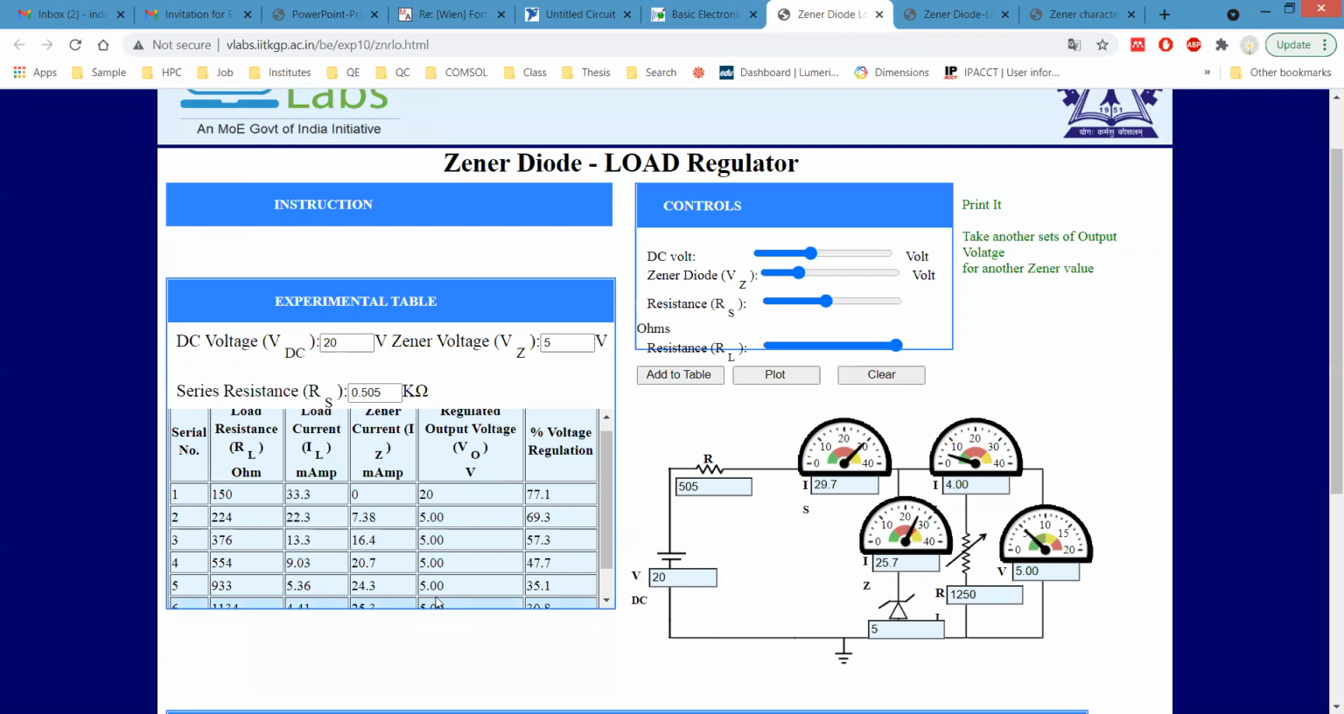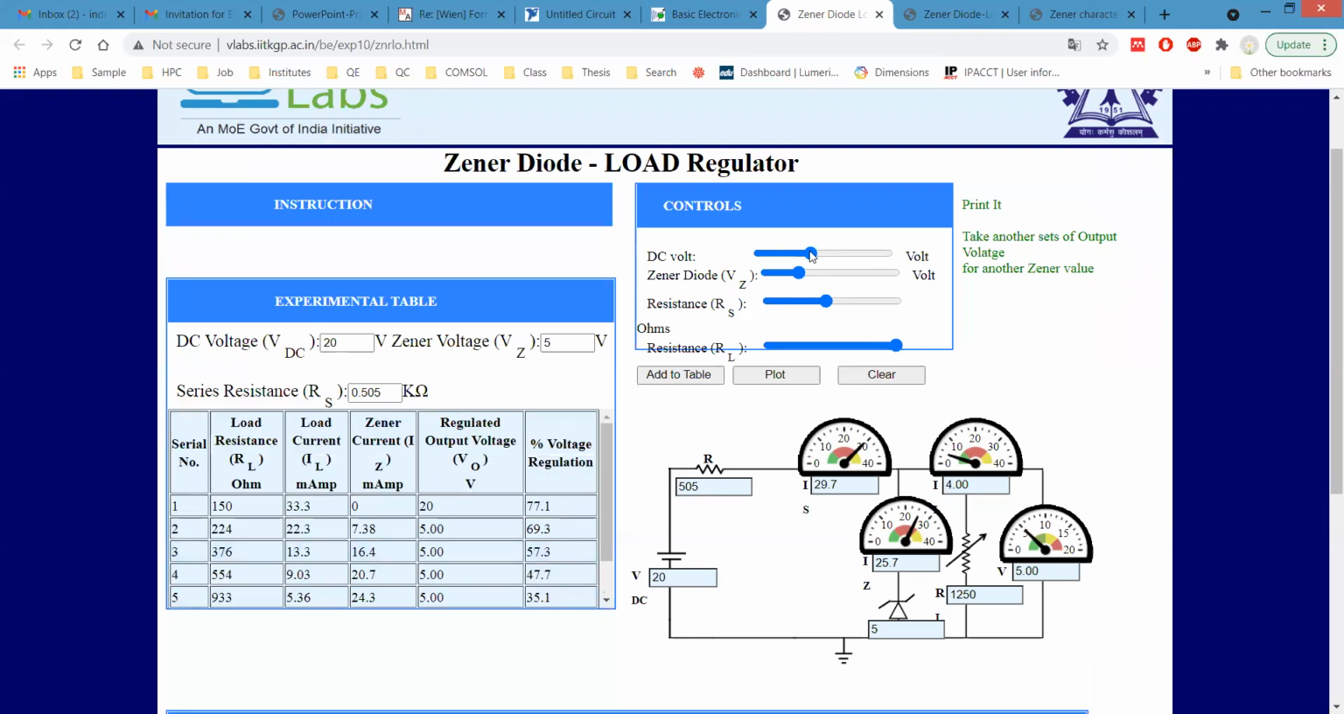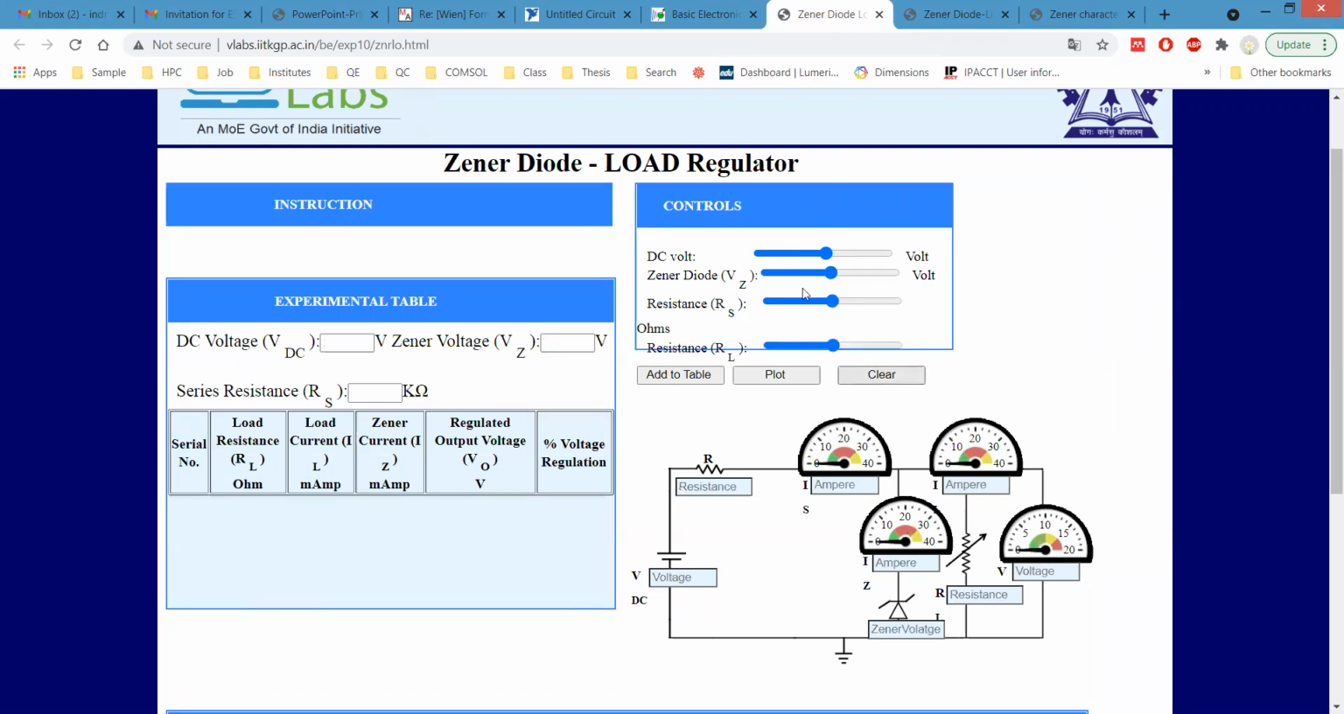Did you get it, Saurabh? Understood? Okay, so if we change the values, let's clear it, and now we are having a different set of values. Let's say Vz is 5 volt, or let's take 10 volt. Okay, 7.5 will be more convenient.